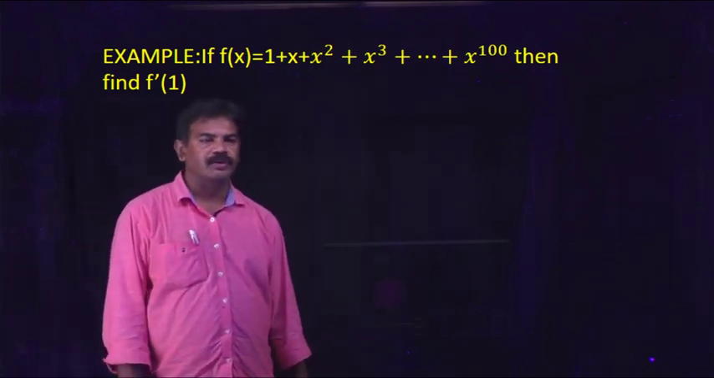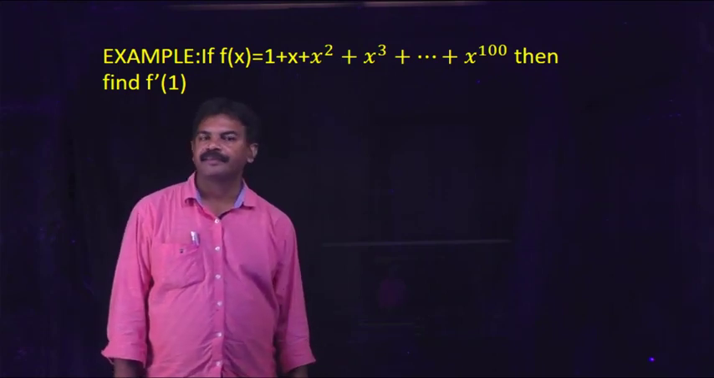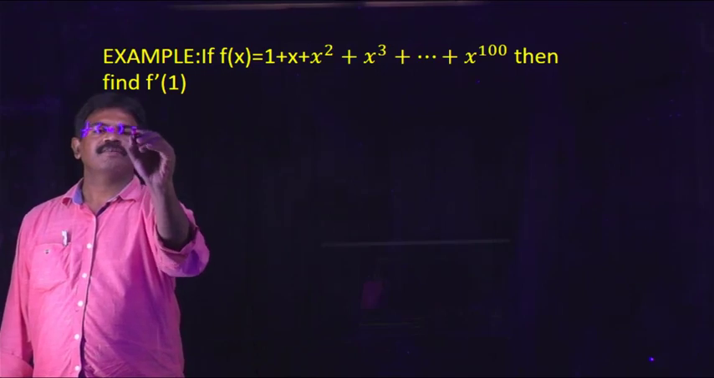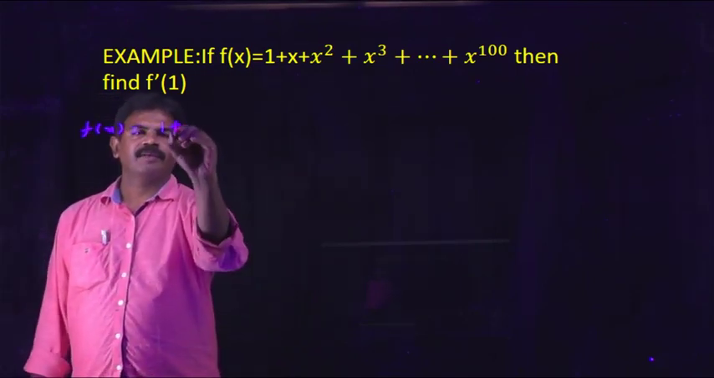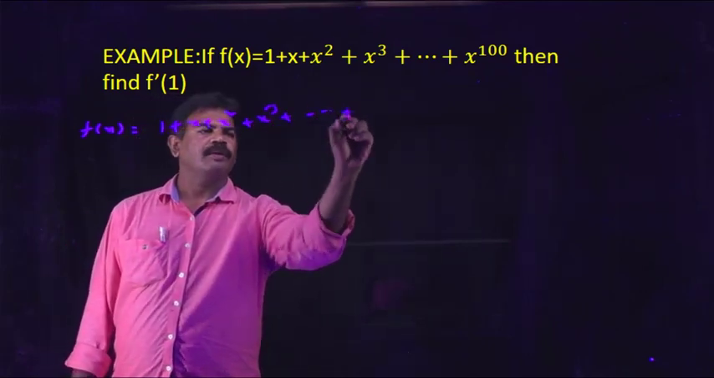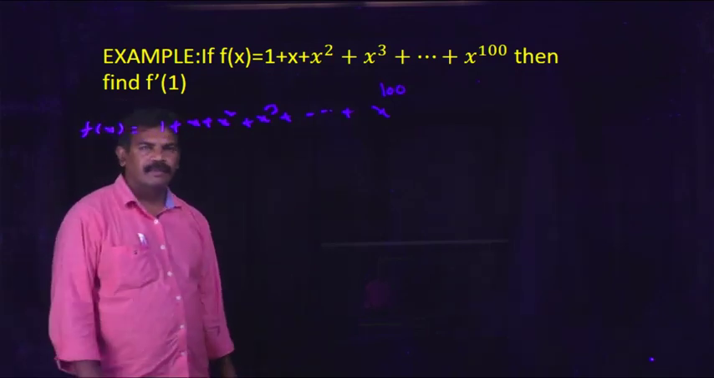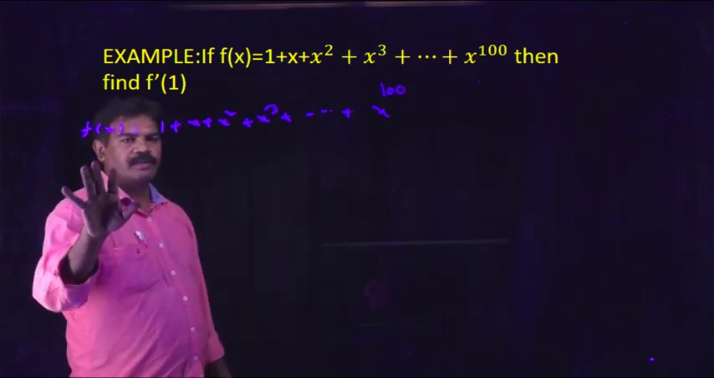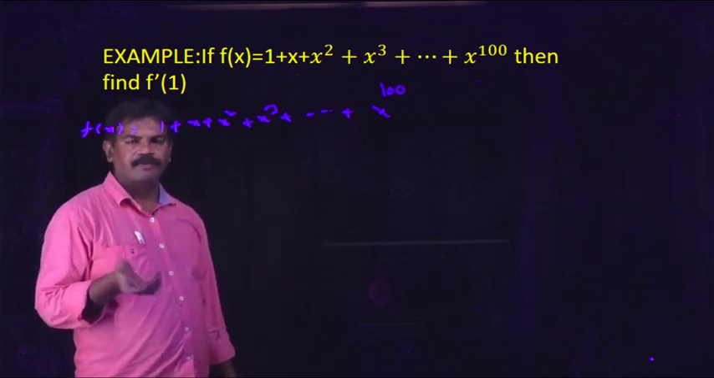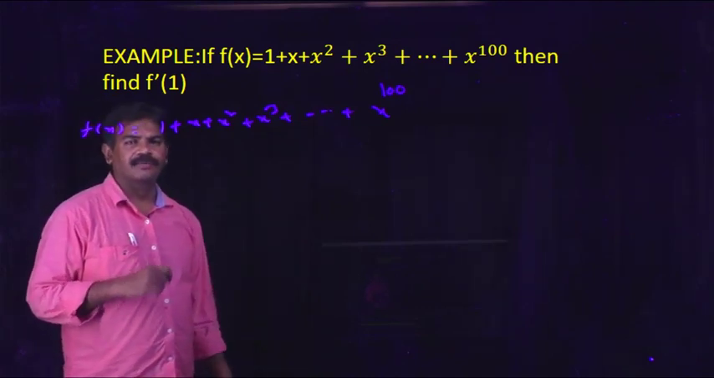plus x cube plus and so on plus x power 100, then find f dash 1. We take the given function, that is f of x is equal to 1 plus x square plus x cube plus and so on plus x power 100. This is the given function. First we differentiate the given function. After that we find the f dash 1. First we get the f dash x. Put x is equal to 1. Then we get f dash 1.